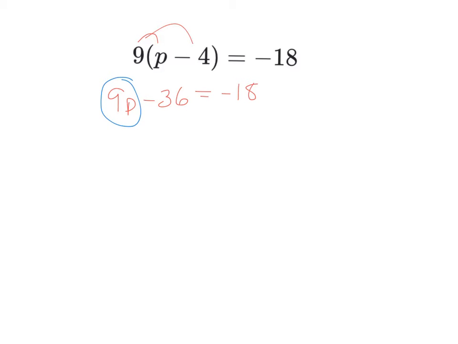To get rid of a negative 36, I'm going to do the inverse, which is I'm going to add 36 to both sides. This is going to be 9p is equal to positive 18. Divide both sides by 9. To get my variable by itself, I get p is equal to 2.